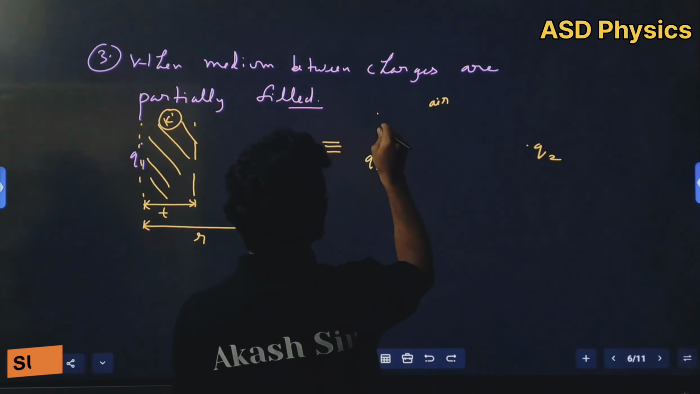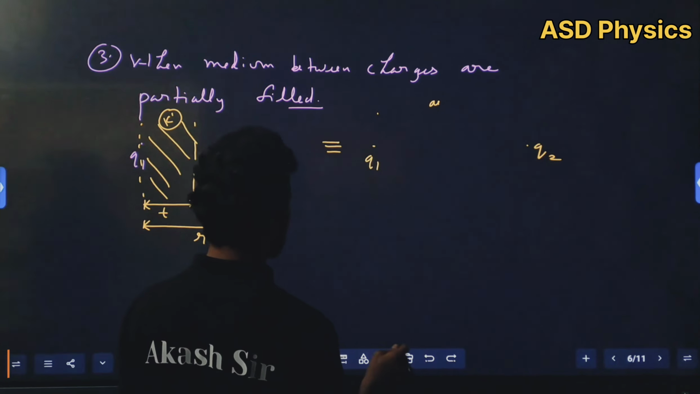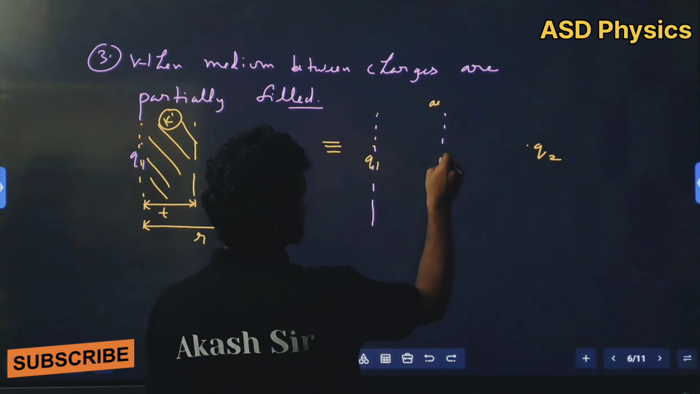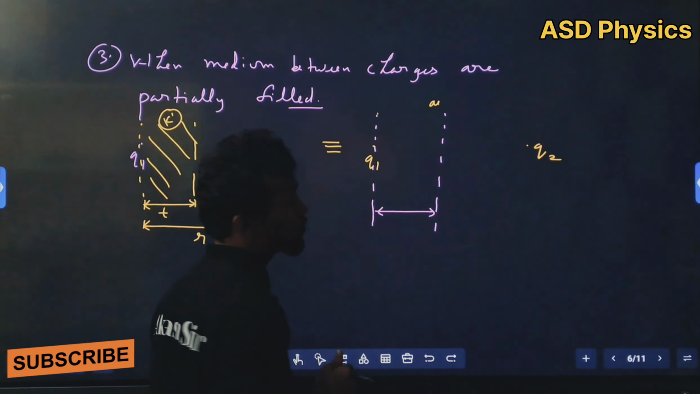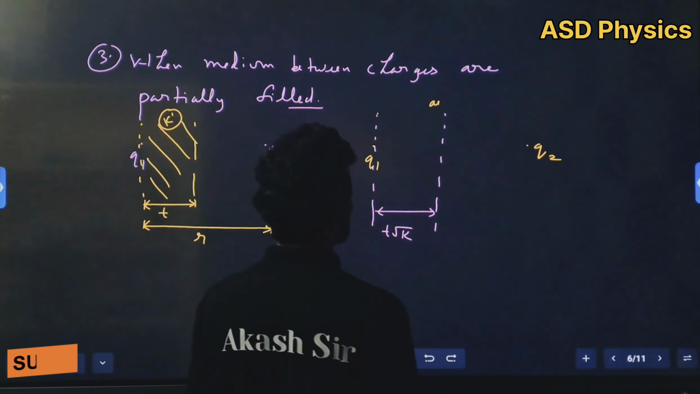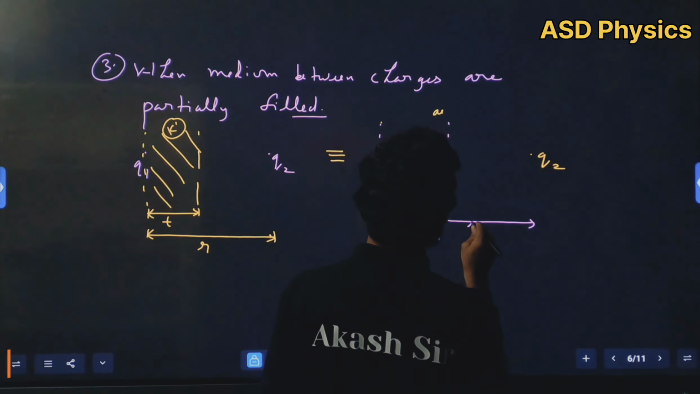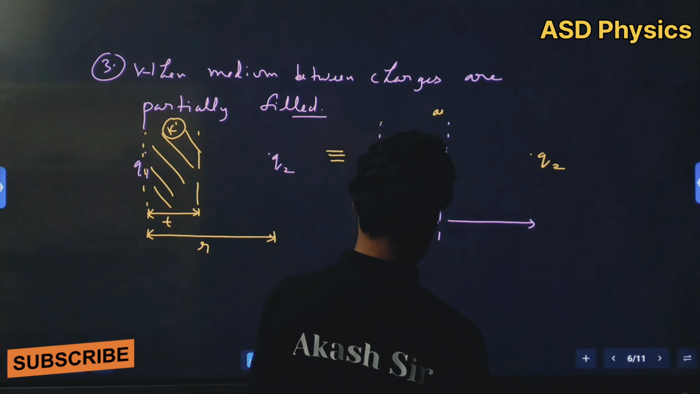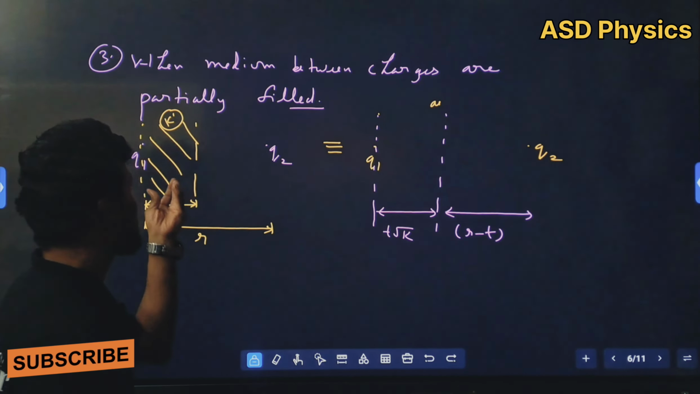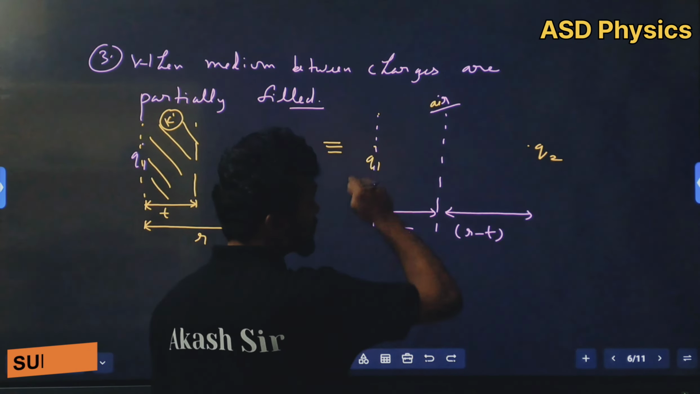Now for the medium, let me change the color here. The medium also we have to convert into air. So this distance, I have taught you the equivalent effective distance. So this is T, that means the distance will be T root k. And this distance is R minus T. Just 1 minute. What is this distance? R minus T. So here we have converted this medium part into air. Now overall air is present here.